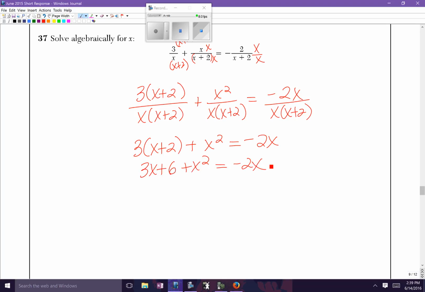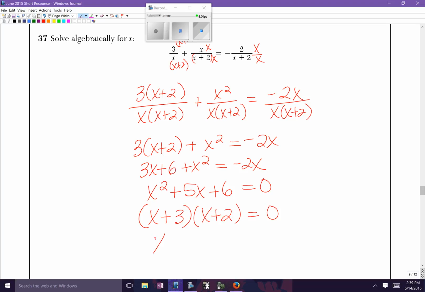When I have a quadratic, I want to make sure that my quadratic term, the x squared, is positive and it's set equal to 0. So I'm going to have to add 2x to the other side, and write it in standard form. So I have x squared plus 5x plus 6 equals 0. I'm going to go ahead and factor that. Two numbers that add to 5 and multiply to 6. Solve.